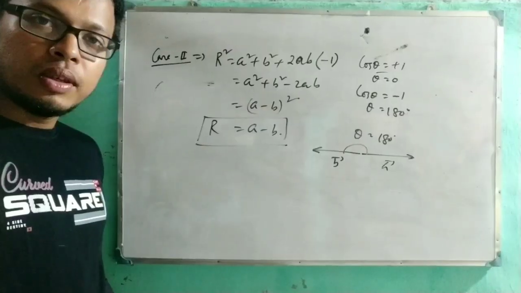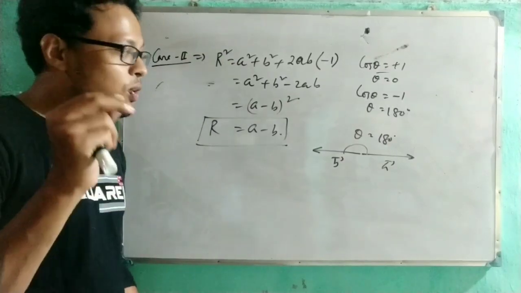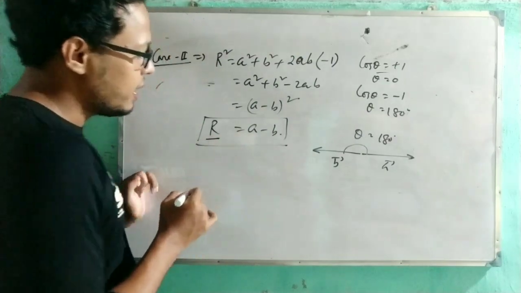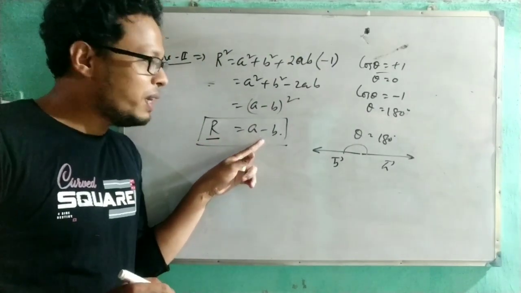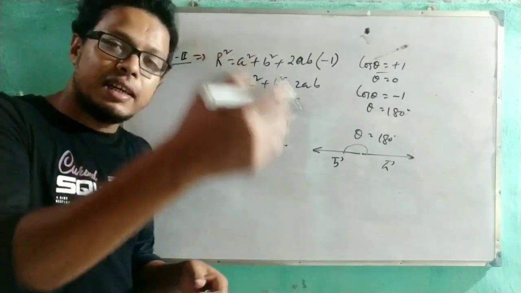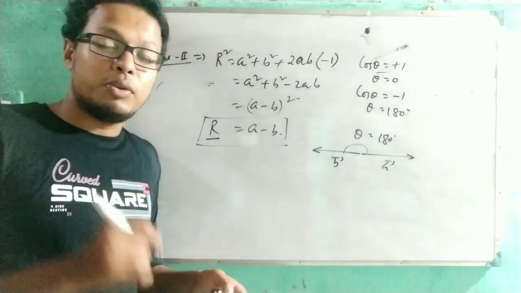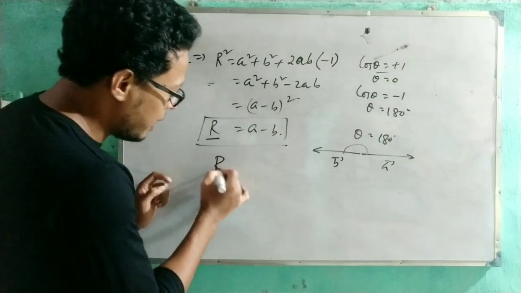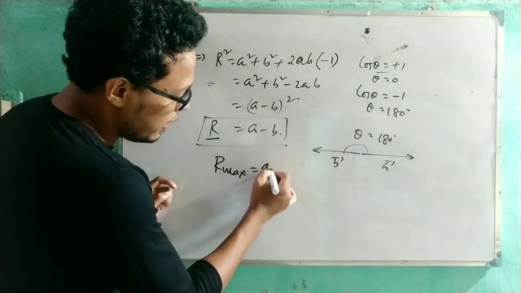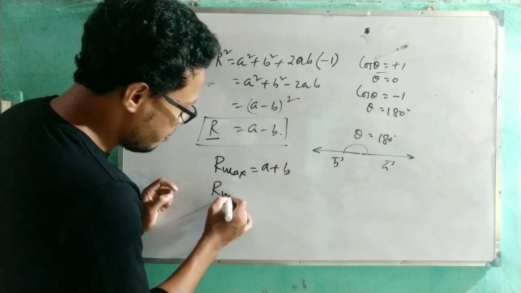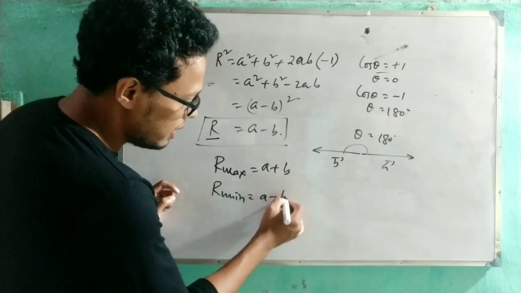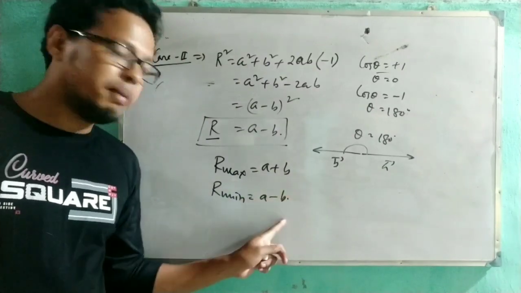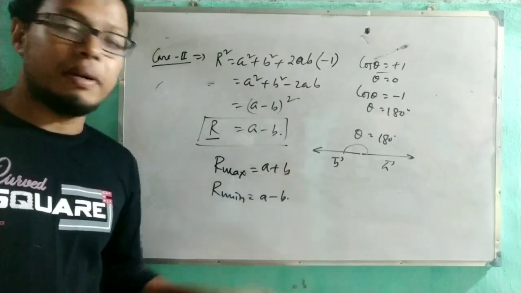Okay. So one conclusion I can give here: this resultant vector cannot be less than A minus B or greater than A plus B. Are you getting my point? See, the maximum value, how much did we get? R max equals A plus B, and R minimum equals A minus B. So you can see the resultant vector cannot be less than A minus B and cannot be greater than A plus B.